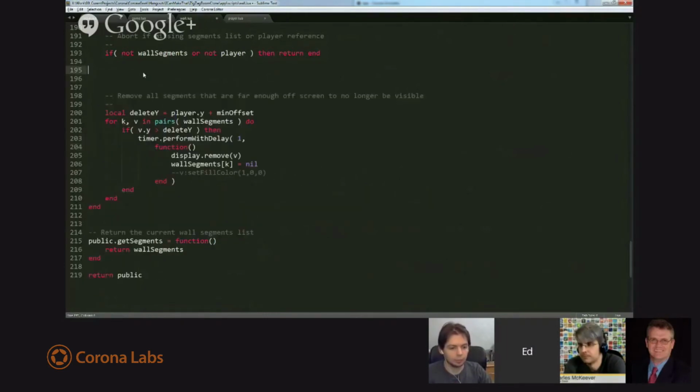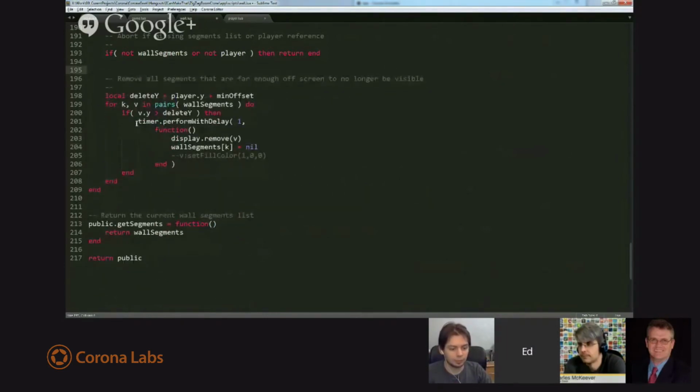So if we delete all this, what we're saying is that we will look at every entry in wall segments. We will get the object that is there and look at its Y position, see if it is a greater distance away than delete Y, and if it is, we'll wait 1 frame, which is what this will achieve. We'll remove it, and we'll take it out of the table. Easy to understand, hard to describe.